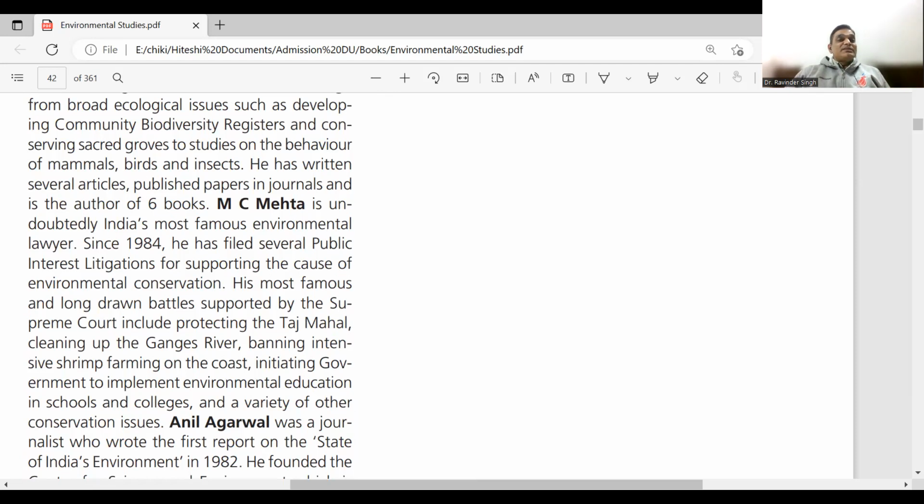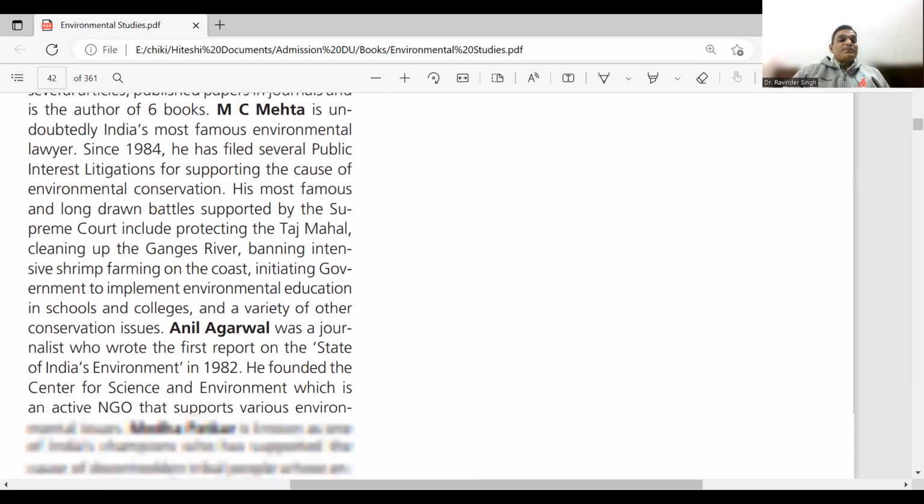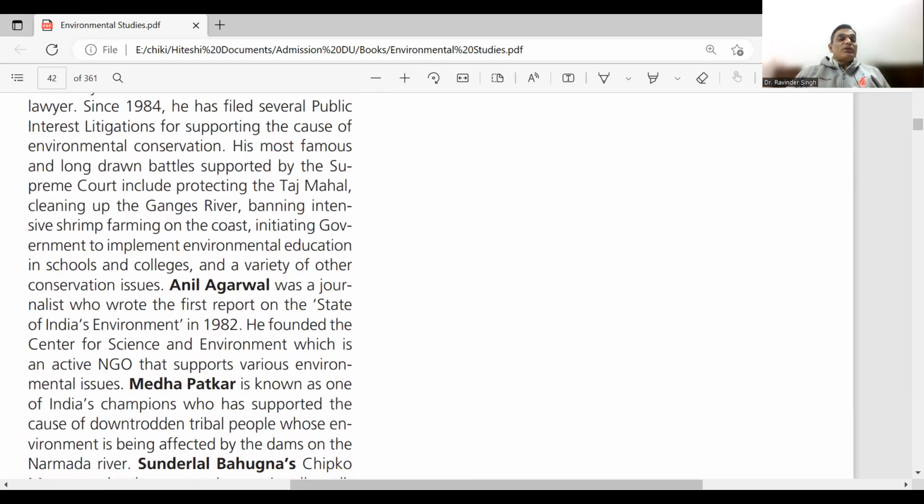M.C. Mehta is undoubtedly India's most famous environmental lawyer. Since 1984, he has filed several public interest litigations for supporting the cause of environmental conservation. His most famous and long drawn battles supported by the Supreme Court include protecting the Taj Mahal, cleaning up the Ganges River, banning intensive shrimp farming on the coast, initiating government to implement environmental education in schools and colleges, and a variety of other conservation issues.